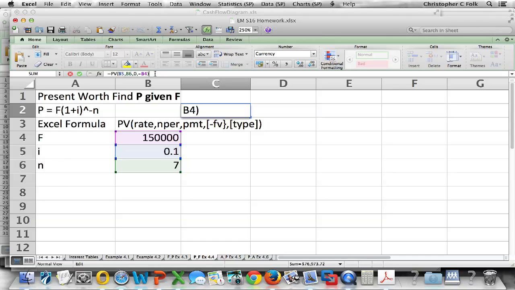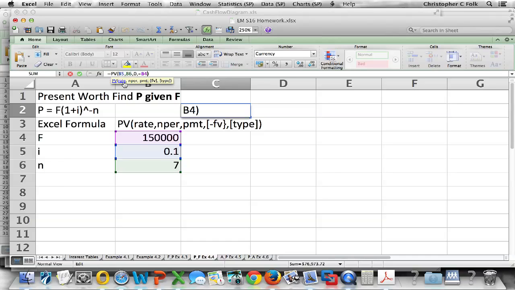So again, when I click up here in the cell, as soon as I get on one of the characters, it's going to drop down and show me how Excel looks at it. So Excel looks at it using different things. The last one is type. The fourth one is future value. The third one is payment. The second one is the number of periods, and the first one is the rate, or the interest.